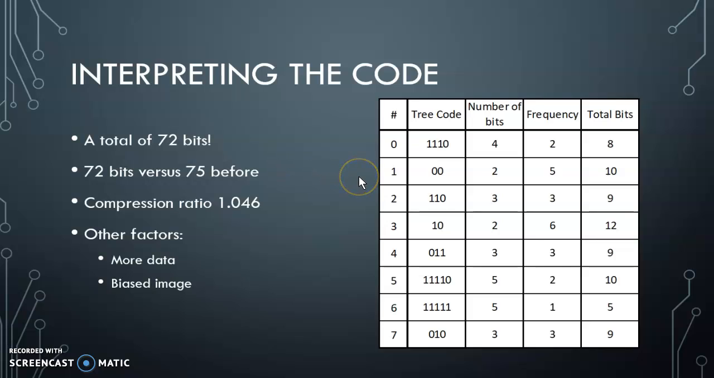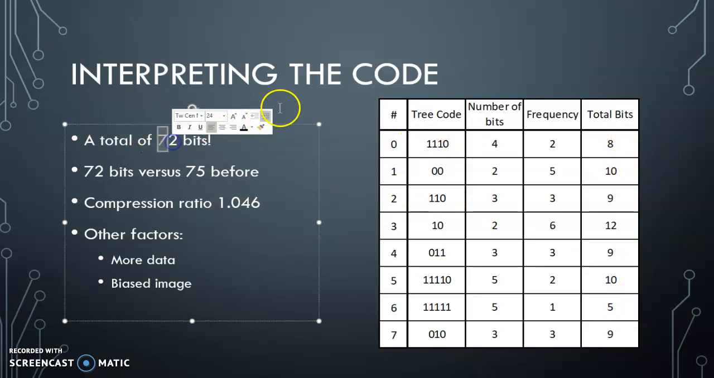Well, it turns out, since the 1 and 3 light levels are the two most popular, it ends up working out for us by saving us bits. So in this table here, I took the frequency of each light level, multiplied it to get the total bits required by each light level, and then I summed them. And when we do, we get a sum of 72 bits.